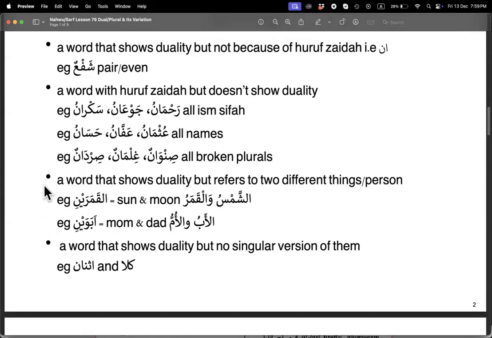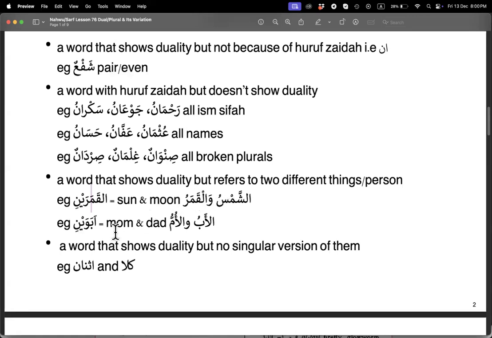And then you have a word that shows duality but refers to two different things or persons. So in the Arabic language, they say al-qamaroini. What do you know about qamar? Qamar is moon. Yes, exactly. But they use the dual qamaroini to mean the sun and the moon, not two moons. So in this case, this is not actually dual because it's not kitab plus kitab equals kitabani. This is Shams and Qamar, two different things.